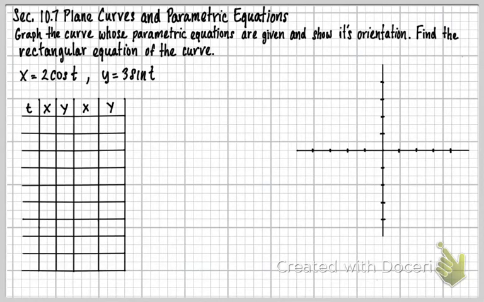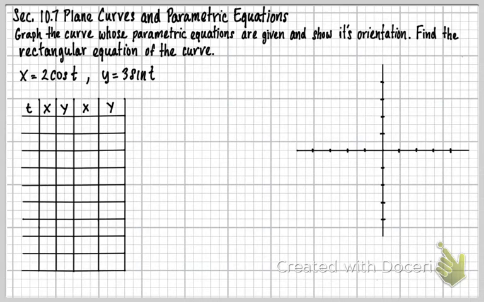So this problem says graph the curves whose parametric equations are given and show its orientation. And then it says find the rectangular equation of the curve. So now we're given x equals 2 cos t, and y equals 3 sine t. And we're just going to do the same thing we did with the previous problem.